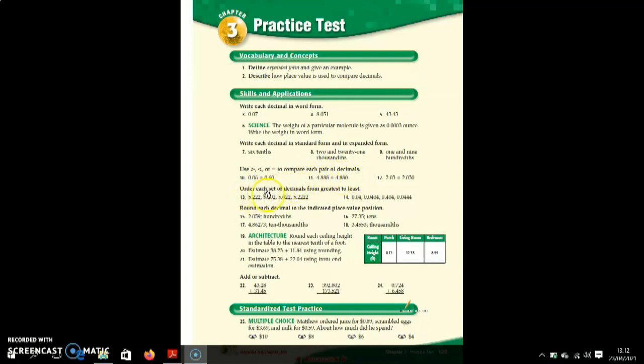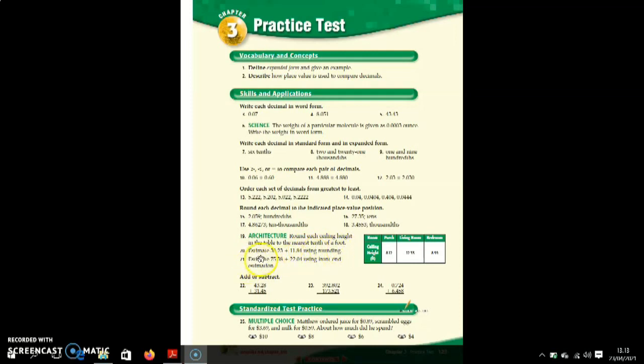Order each set of decimals from greatest to least. Round each decimal to the indicated place value position. 19. Architecture. Round each ceiling height in the table to the nearest tenth of a foot.